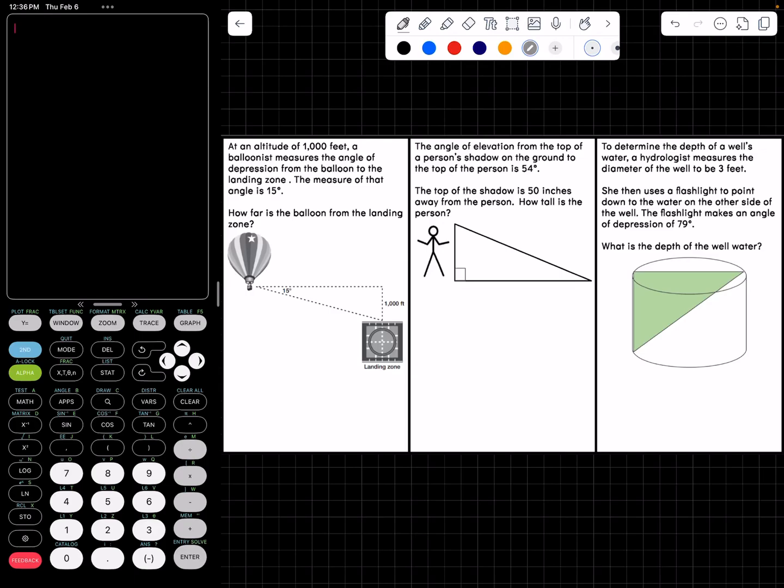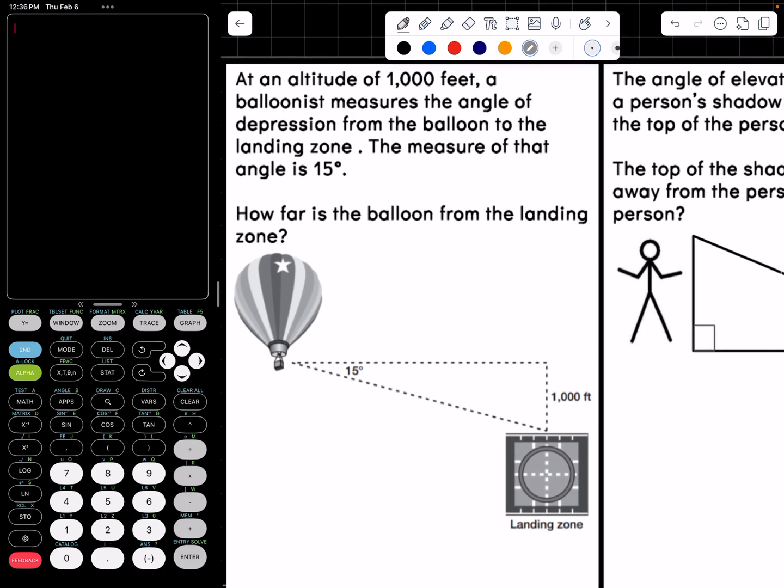We've got a couple more examples. So an altitude of 1,000 feet, we have this picture drawn. At an altitude of 1,000 feet, a balloonist measures the angle of depression from the balloon to the landing zone. That measure of the angle is 15 degrees. We're trying to figure out how far the balloon is from the landing zone.